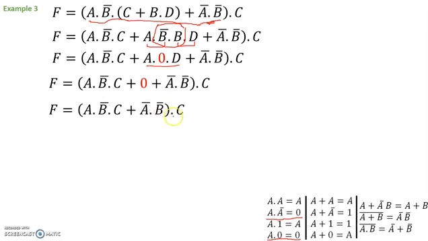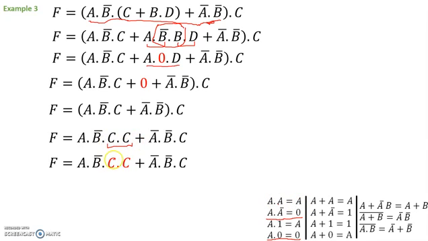Not A not B, and finally ANDed with C. Let's take a look here. What can we do next? Well, let's bring in C inside. So let's distribute this C. So I have A, not B, not C. That was the first term. ANDed with C, or not A, not B, ANDed with my C. So what can we do now? So let's take a look here. I have two C's. A ANDed with A is A. So C ANDed with C is simply C.